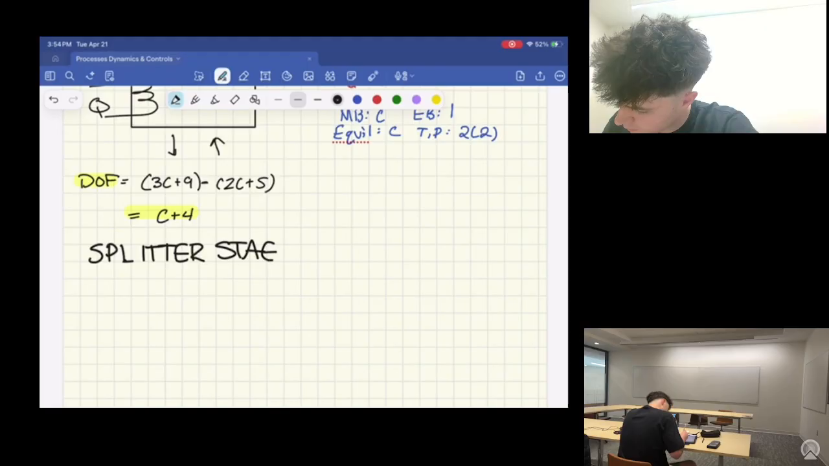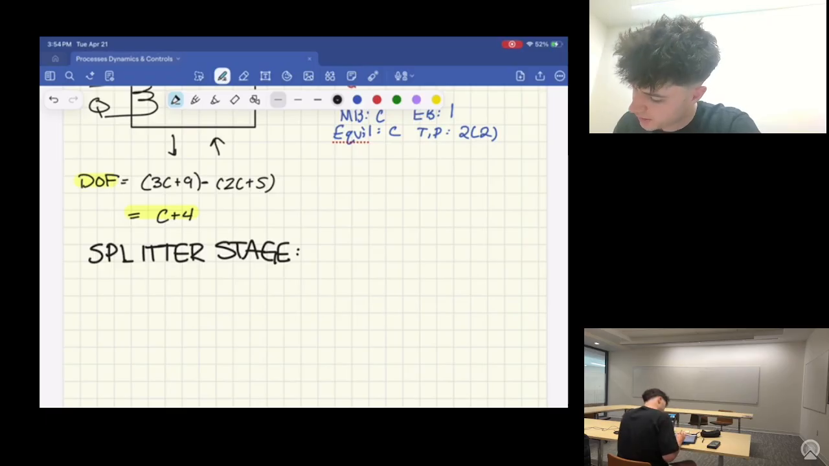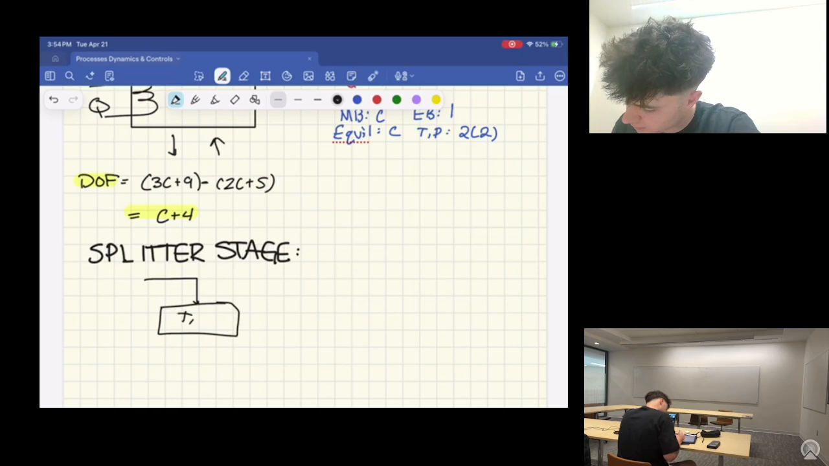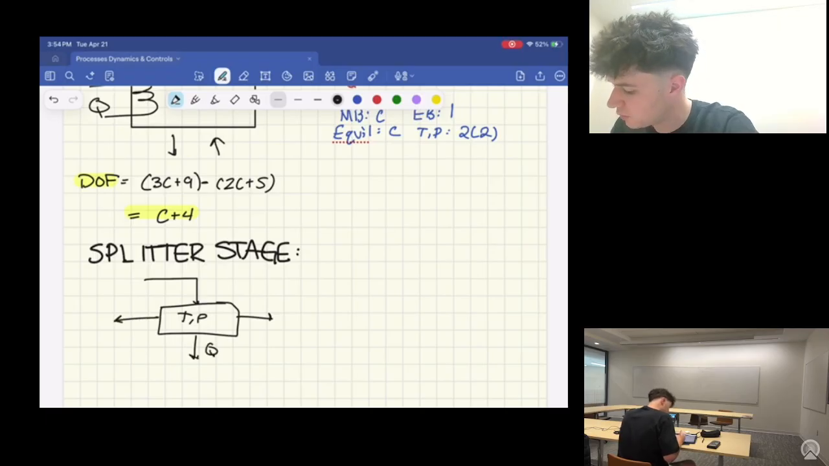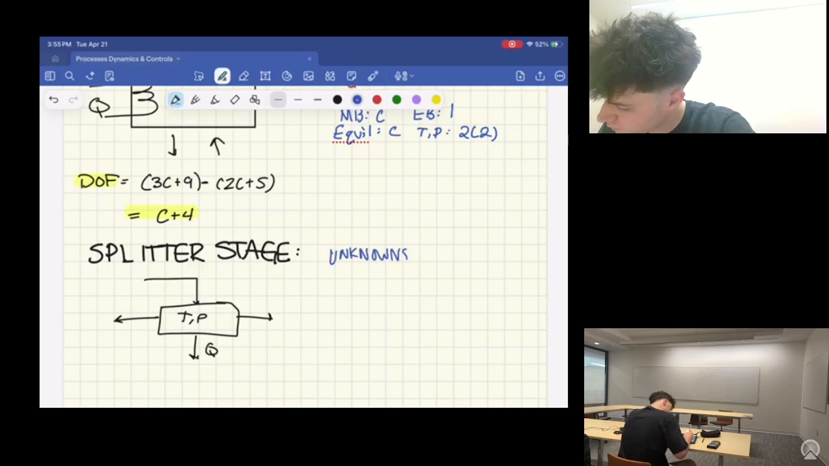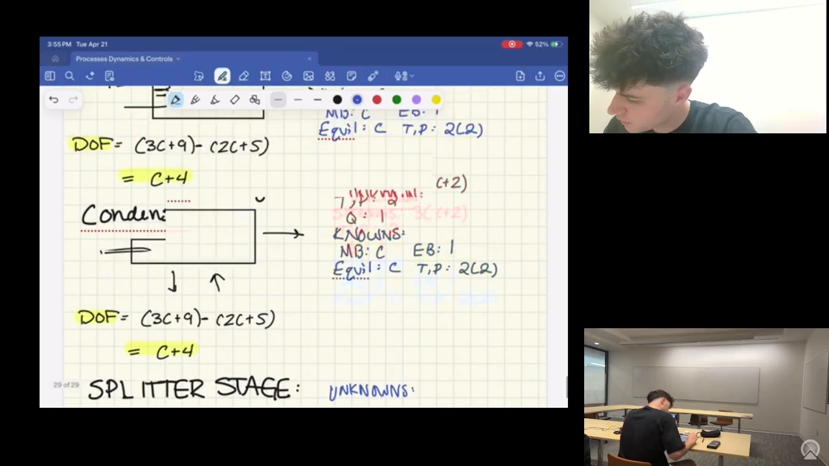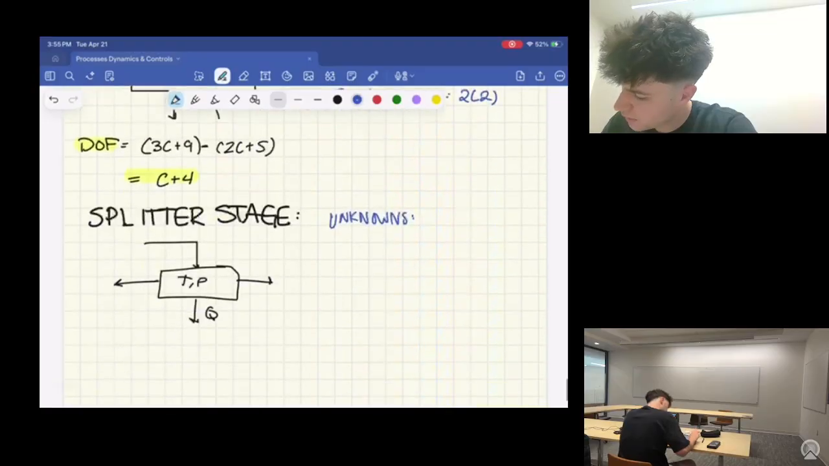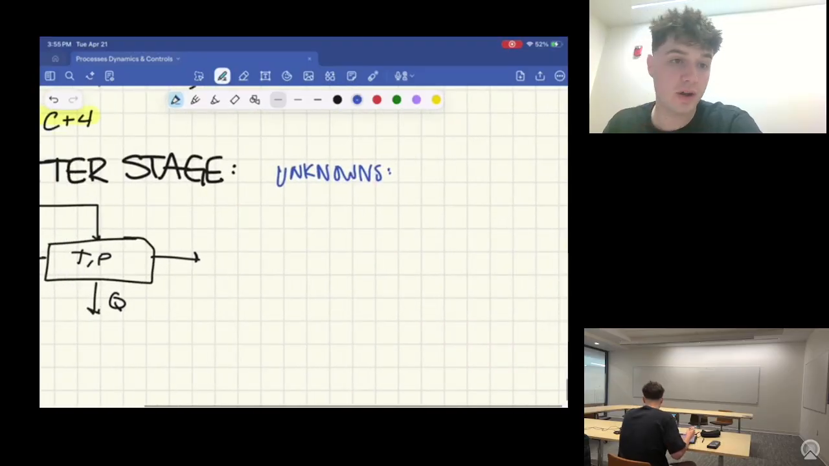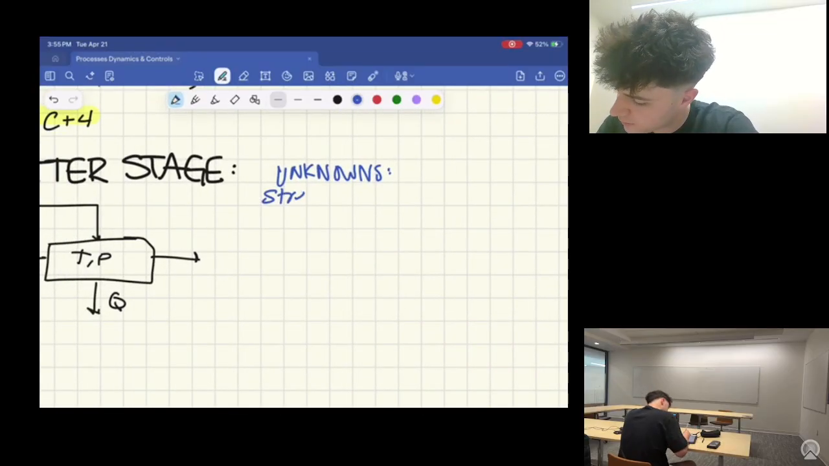Stage. And so for this, we need to draw another, which we have temperature and pressure. We have 2 leaving, hence the split, and then we have our Q coming out. So let's go over our unknowns, which is blue, not red. Shoot, oh well. So our unknowns, stream, obviously.